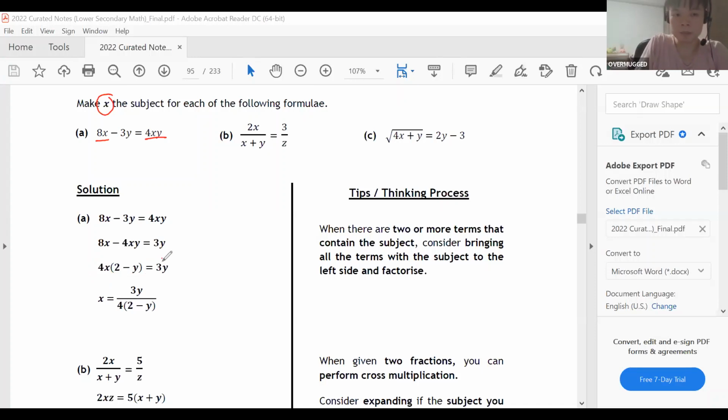And then I'll simplify like this first. I will divide both sides by 2 minus y first. After that, I will divide by 4. And eventually I will get this. So consider factorization. When you have multiple terms with the subject, usually you will need to perform factorization. So far, okay?